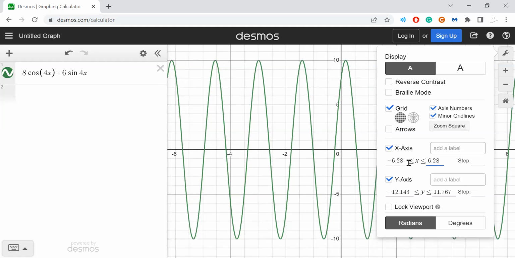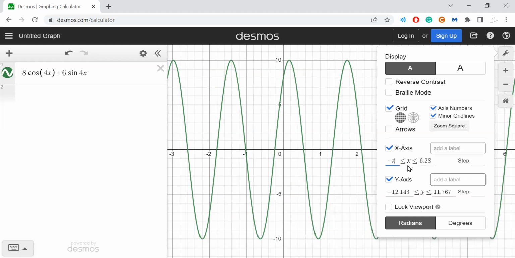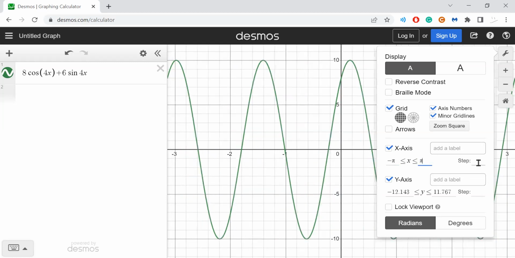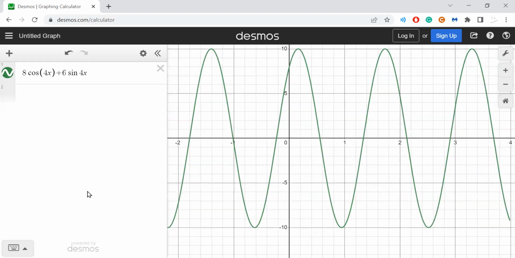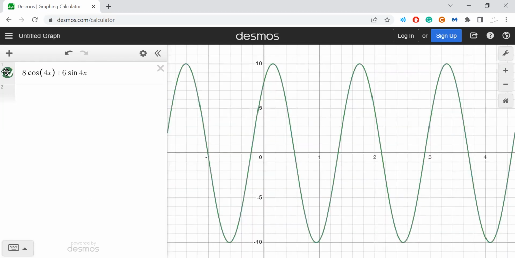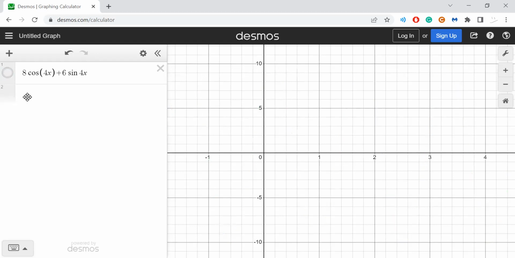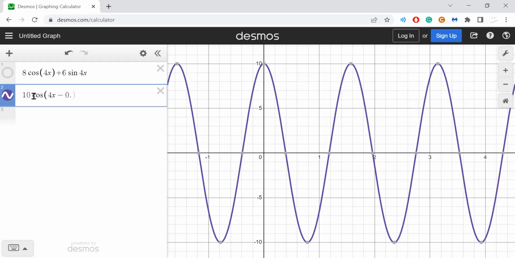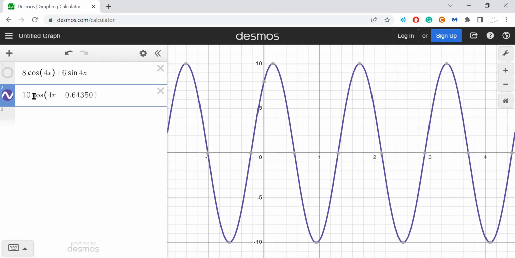Pi, maybe I don't need so much, just negative pi, then pi. Okay, good enough. Y-axis, okay, I think this is good enough. So this is the resulting graph, the green one. But what we have found numerically, using our formula, is that this g of t is actually 10 times the cosine of 4x minus approximately 0.64350 radians.